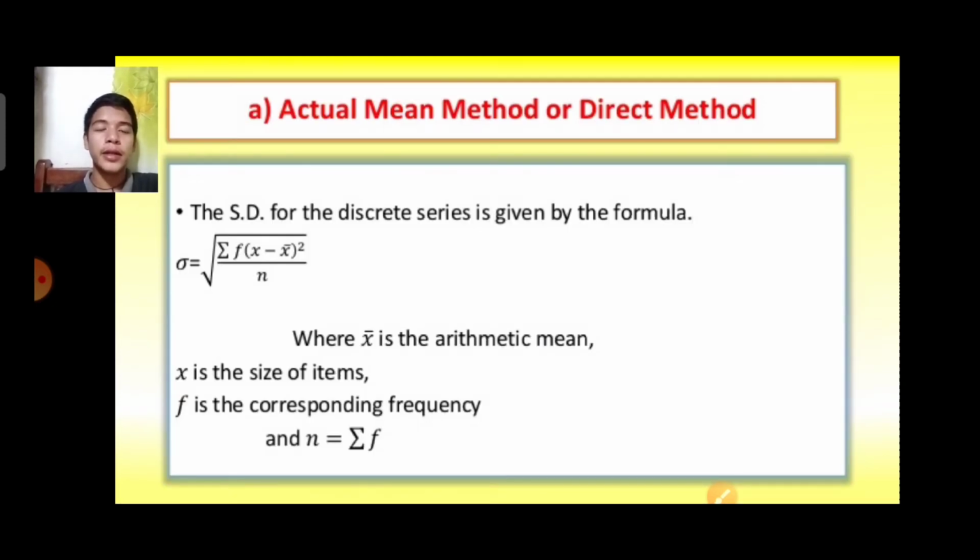Actual mean method or direct method. The standard deviation for a discrete series is given by the formula: standard deviation is equal to the square root of the sum of f times the quantity (x minus mean) raised to 2, over n, where x bar is the arithmetic mean, x is the size of items, and f is the corresponding frequency.